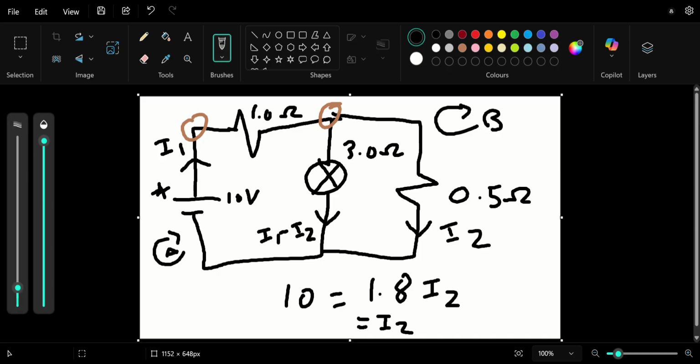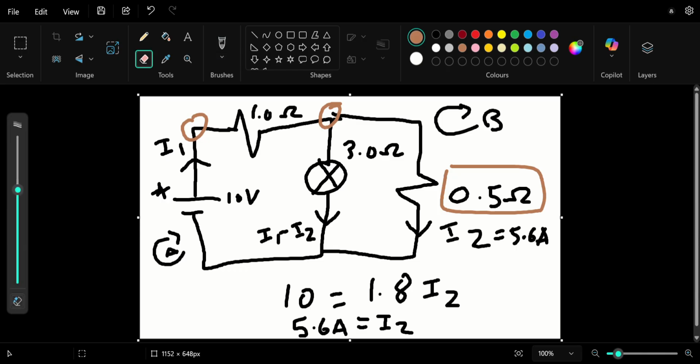Divide by 1.8 into two significant figures, I2 will be 5.6 amps. And therefore, we solve the problem. We know what I2 is, and I2 is simply 5.6 amps through this 0.5 ohm resistor. Let's try another problem.